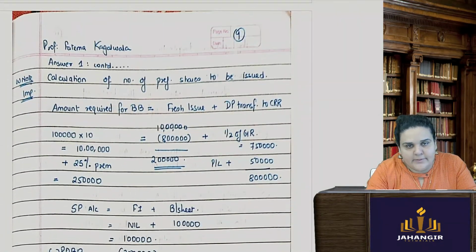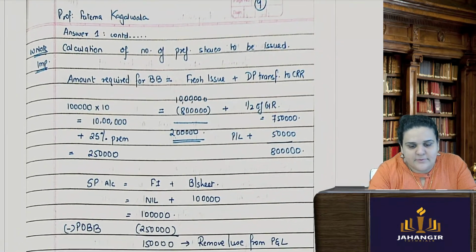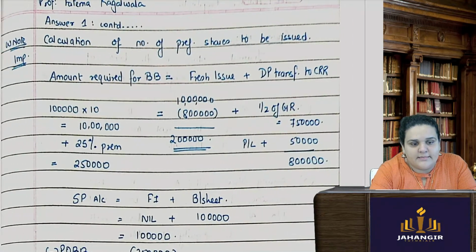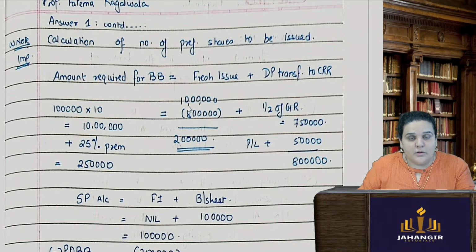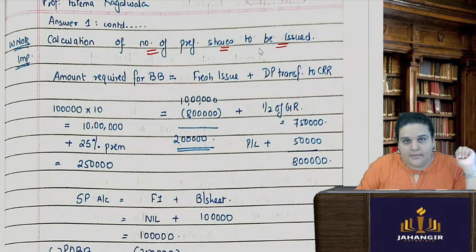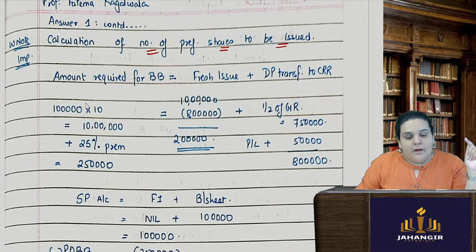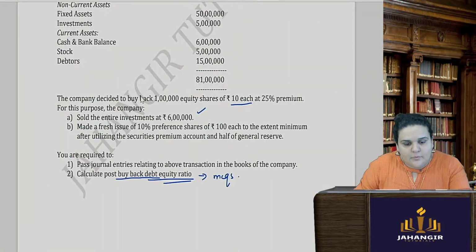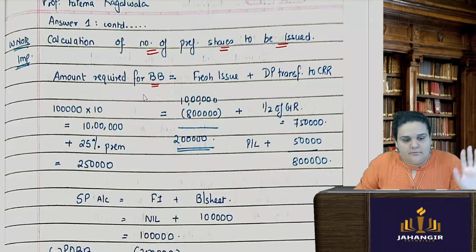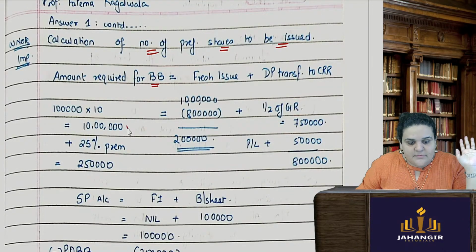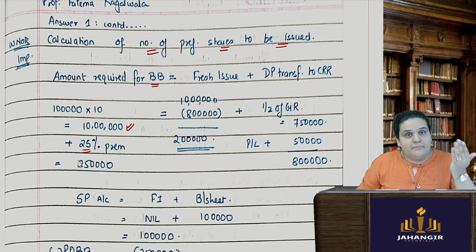Journal entries, I'll come to it later. Journal entries are very easy. Let us understand this first. Working: calculation for the number of preference shares which I have to issue. They have not given me how many. So first, the amount I require for buyback. I have to buy back 1 lakh equity shares at 10 rupees, so 10 lakh rupees, plus I have to give them 25% more as premium. So 2 lakh 50,000 rupees I'll need as a premium.